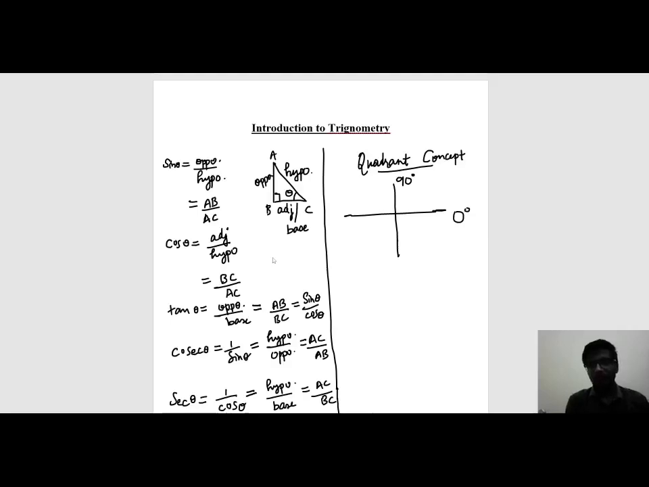For remembering these things, I am going to give you one tip. The first quadrant, let me name it as "after". The second quadrant, I am naming as "school". The third, I am naming as "2". And the last, I am naming as "college".